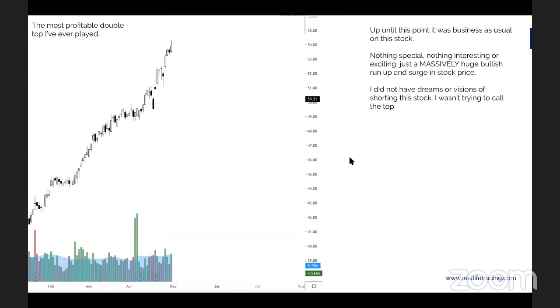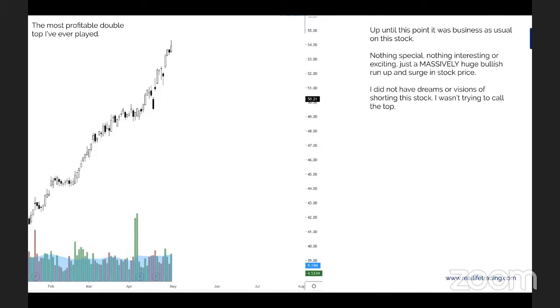So here's my notes. My notes are gonna be on the right-hand side of the chart for right now. Up until this point, when we're looking at this chart right here, it was business as usual on this stock. Nothing special. There's zero bearish news. Would you guys all agree? I mean, you can look at this. There is not one bearish signal that you can find on this chart.